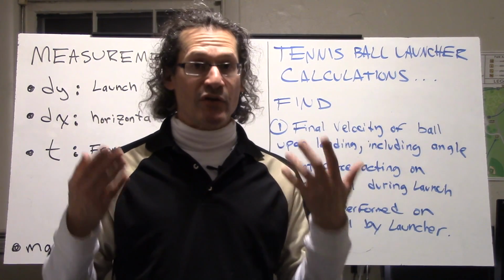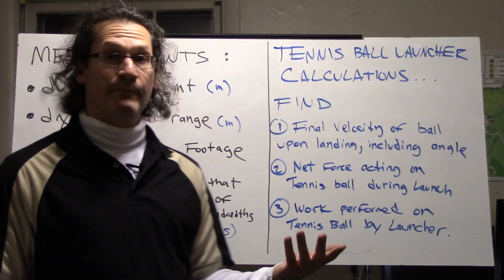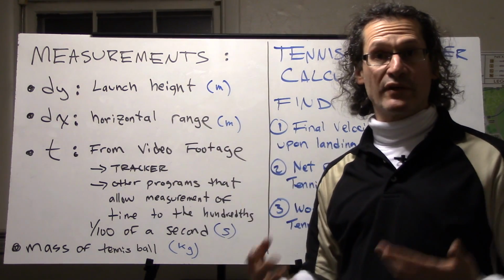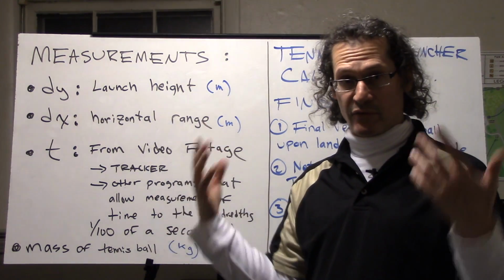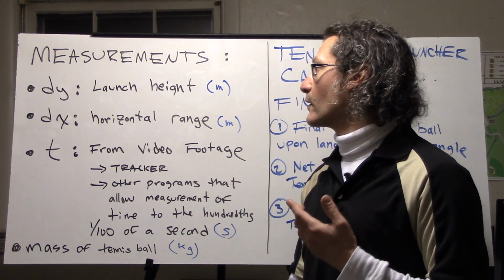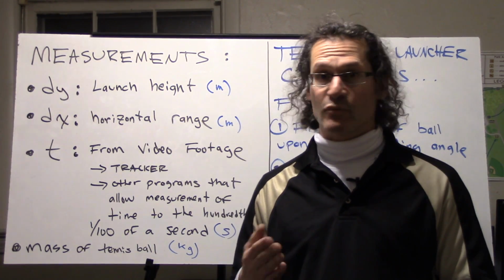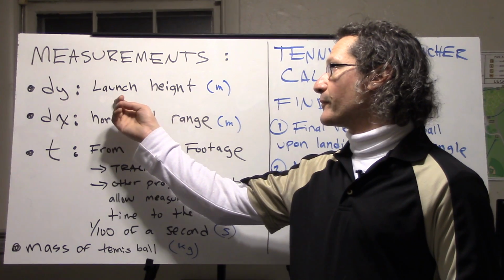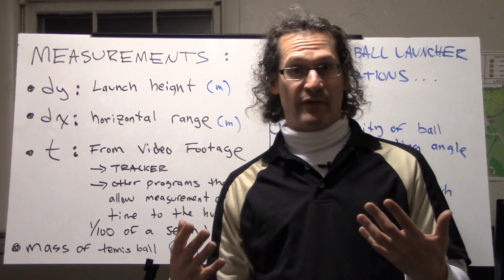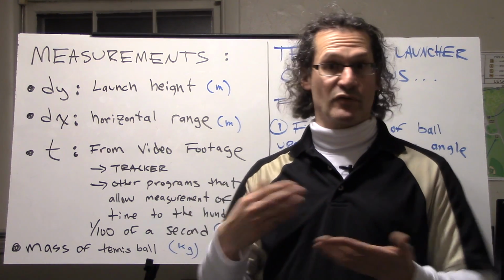Here are the measurements that you need to make in order to pull this off. You need dy, which is actually going to be just the launch height of your machine. So for example, most of you are probably building it so that it launches at the maximum height of 0.6 meters. Well, if you take that as the origin, when you launch your tennis ball, it's going to land below that height, and that height will be most likely 0.6 meters.